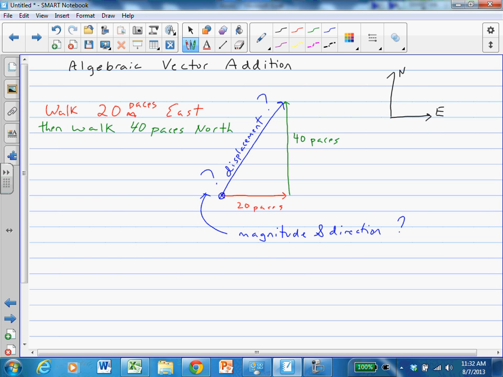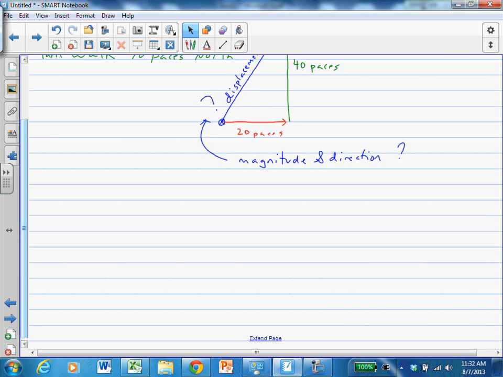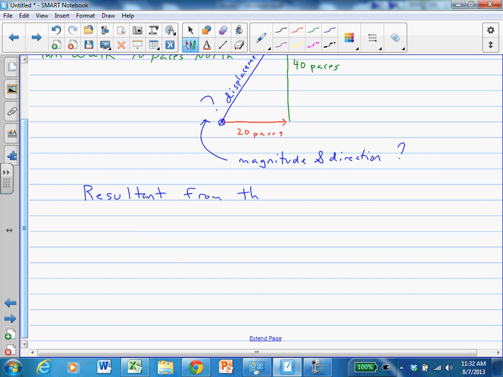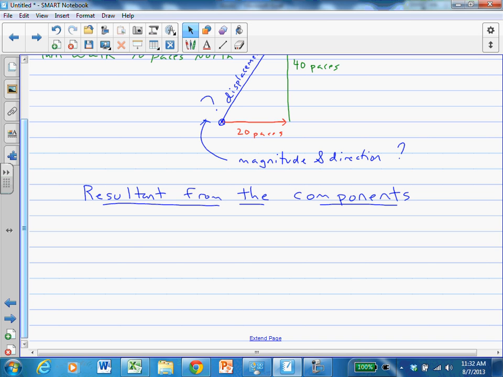Well, we'll get the resultant, because that's what it is, isn't it? It's the resultant from the components. And if we look here, we know everybody's seen in math class, c squared equals a squared plus b squared, right? Pythag, the Pythagorean theorem.